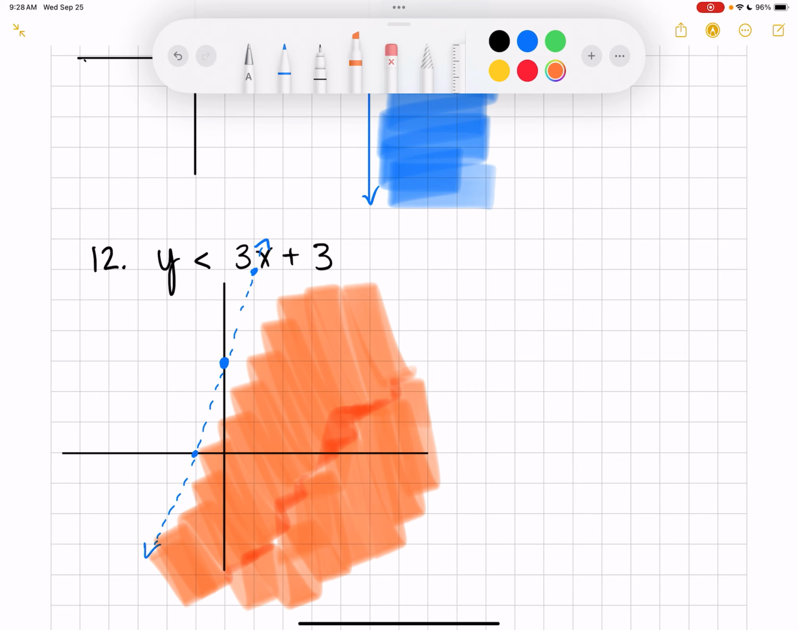And I don't know if you've ever seen this before, but we can actually check a point and see if it's true or not. So I can do 0, 0. So 0 is less than 3 times 0 plus 3. So 0 is less than 3. Is that true? Yes. So I shaded the right direction. Now, don't pick a point that's really close to the line, that's going to be iffy. Choose something dramatic on one side or the other, or something you clearly know, like 0, 0.